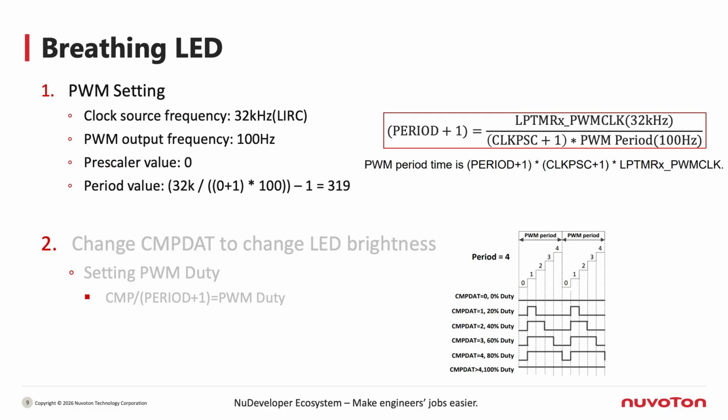Next, let's talk about how the low-power timer PWM registers are actually set. When calculating the register values, we mainly consider three factors: the clock source frequency, the PWM duty cycle you want, and the prescaler setting. Using these three values in the formula, you can determine the value to put into the period register. But if you're not familiar with these calculations, don't worry. When using the low power timer PWM API, the functions will automatically calculate and set the necessary register values for you.